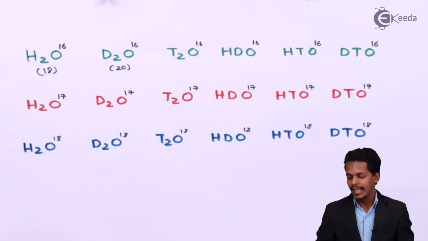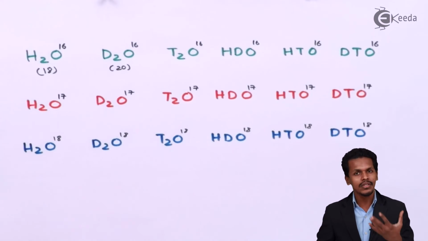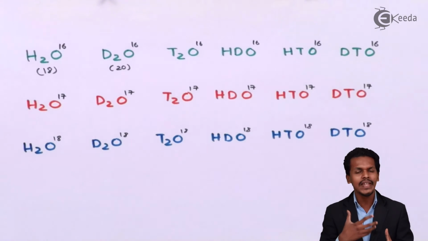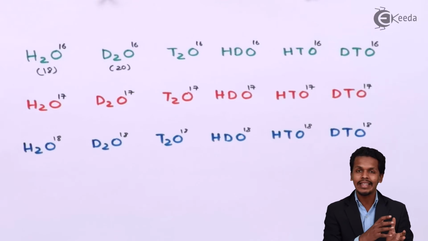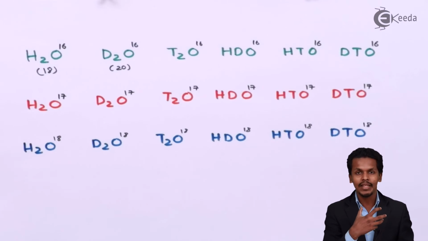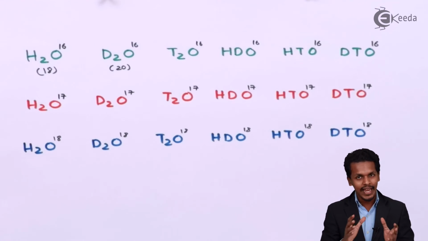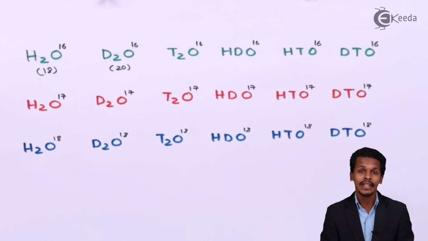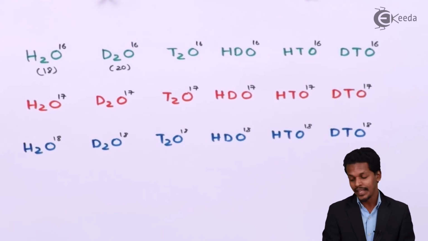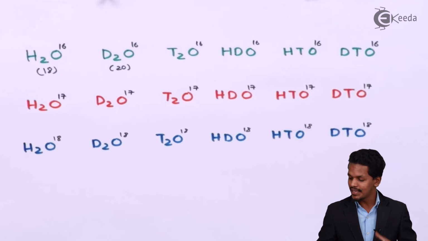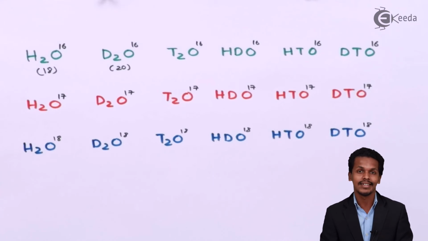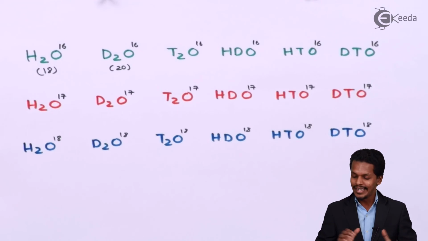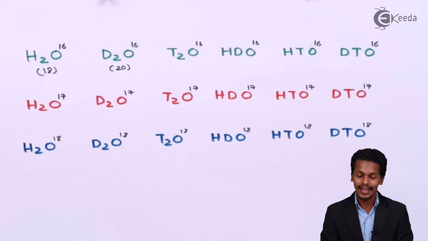Talking about the uses of D2O, it is used in various reactions so as to detect the kinetics and also the mechanism of those reactions. D2O is also used in nuclear reactors. So there are various uses of the different kinds of isotopes that I have mentioned here, but that's it that I want to talk about the isotopic varieties of water.